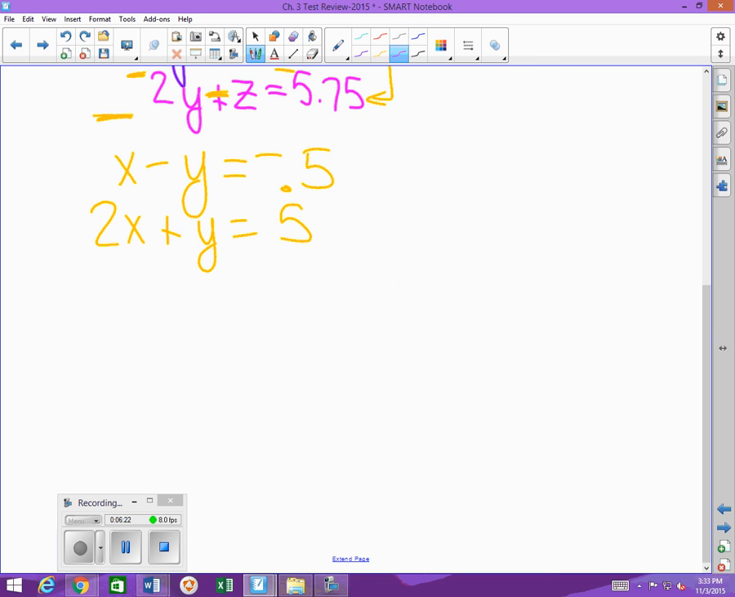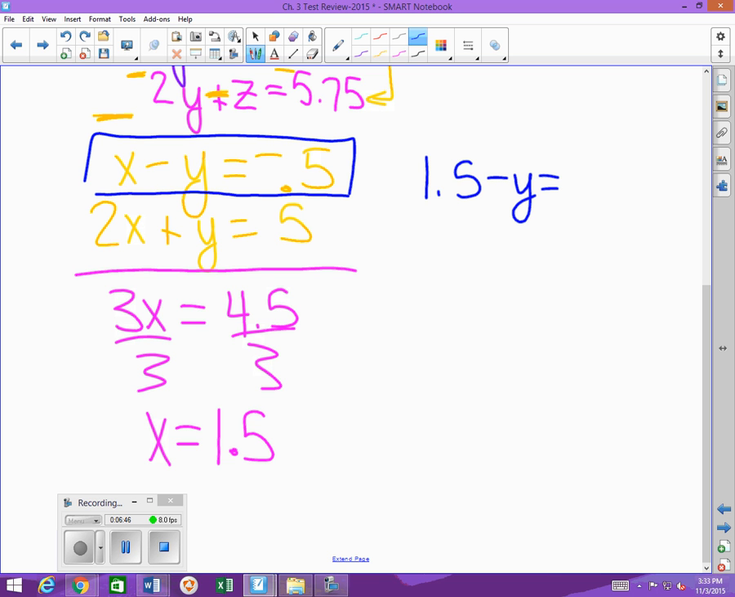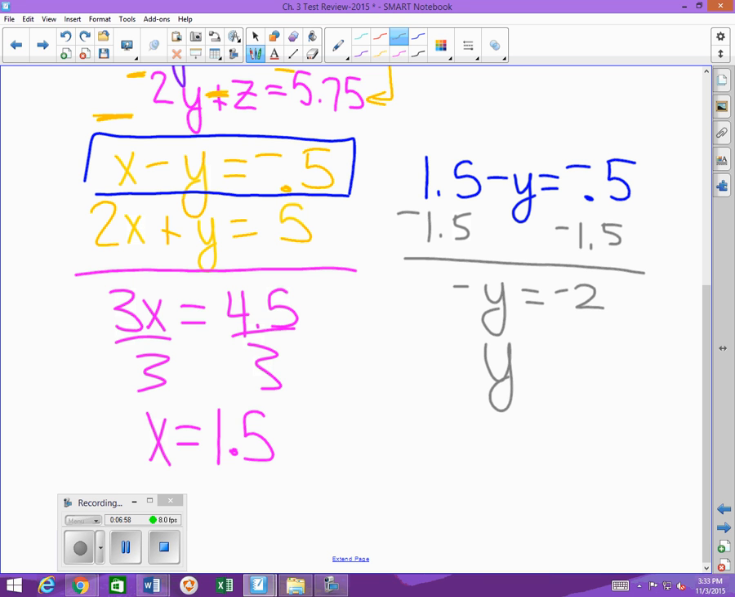And so now, if I combine these two, I'm going to have 3x equals 4.5 and divide by 3, and x is 1.5. So now that I know x is 1.5, I can substitute it into one of these equations. I'm going to choose to do that one. So 1.5 minus y equals a negative 0.5. Subtracting 1.5, negative y is equal to a negative 2. So then y is 2. So now I know x is 1.5, y is 2.